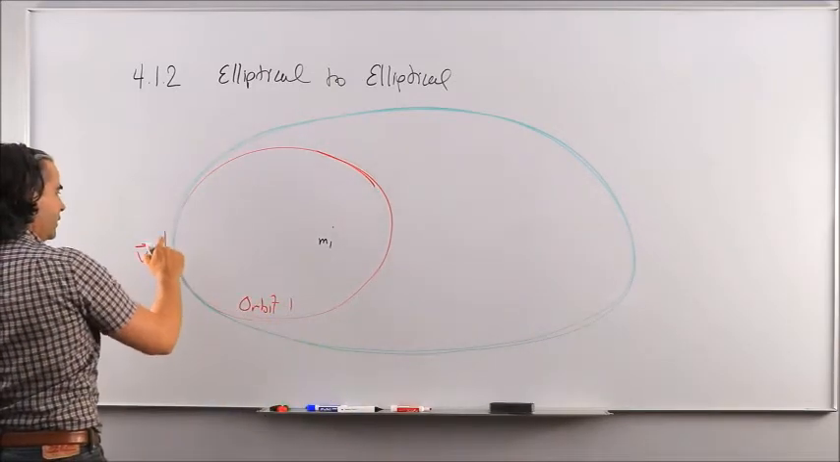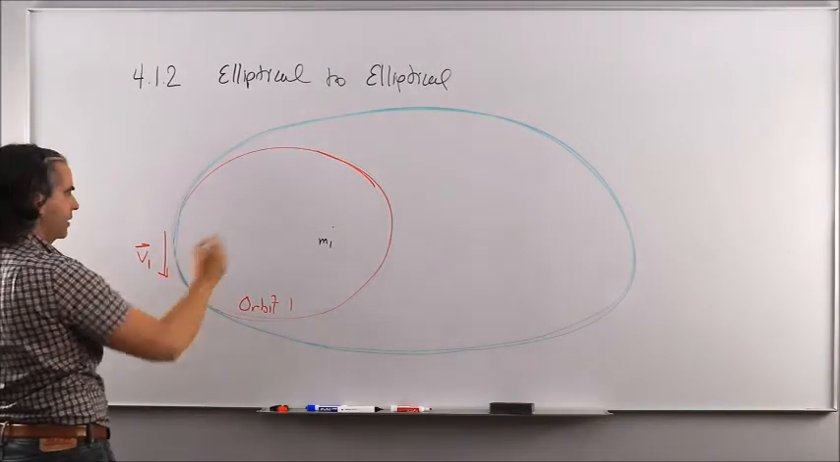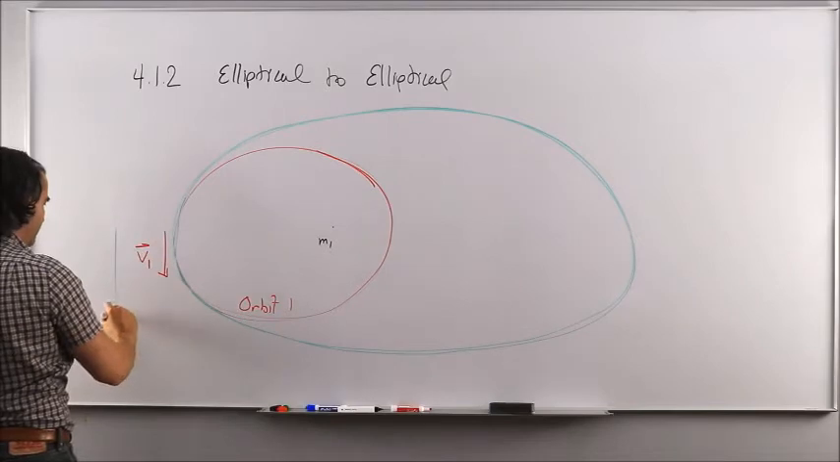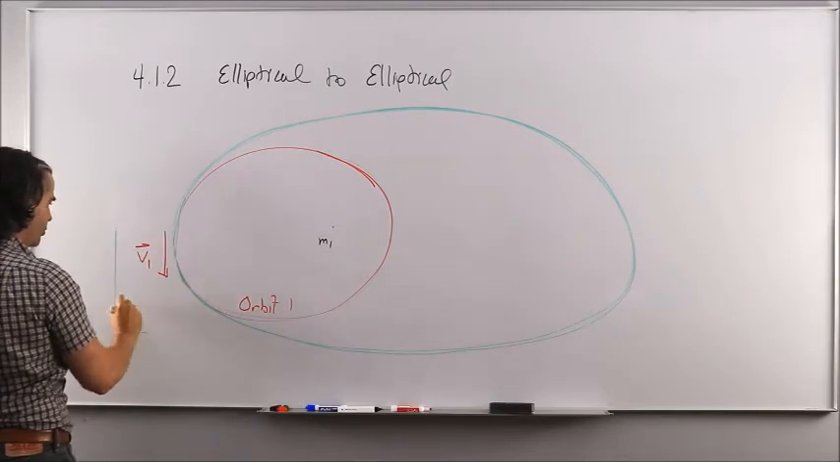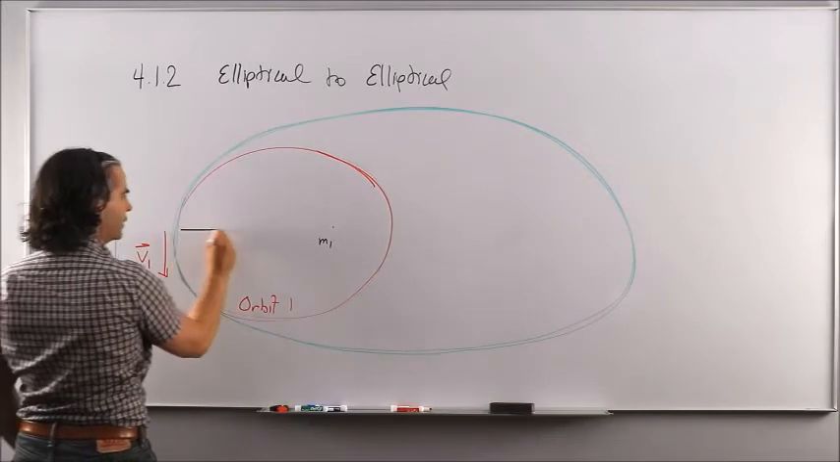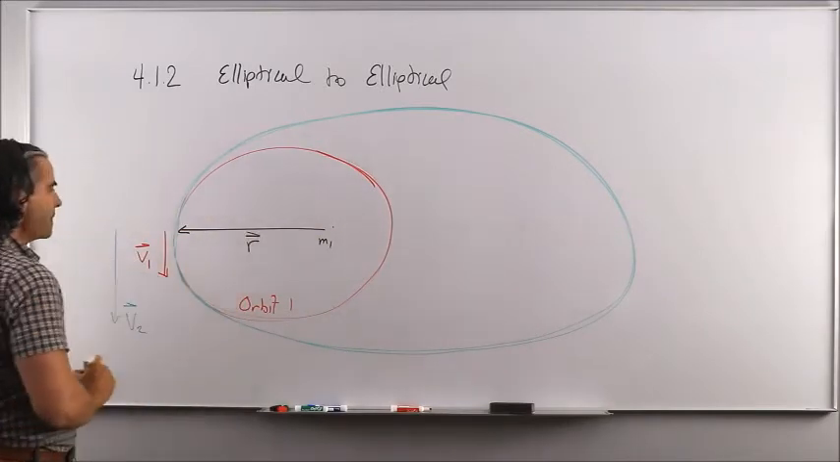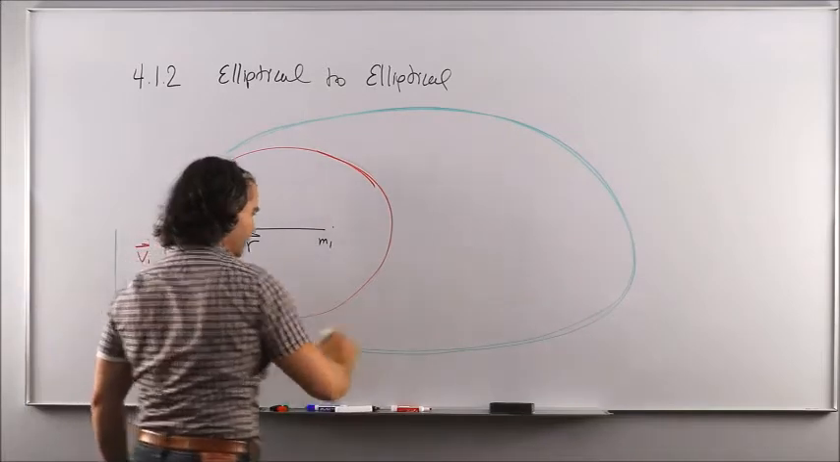So is V2 larger than V1 or smaller? Well, just look at the size and that gives you the answer. V2 is much larger than V1 because the orbit is much larger at the same orbital distance r, like that. And this is orbit 2.